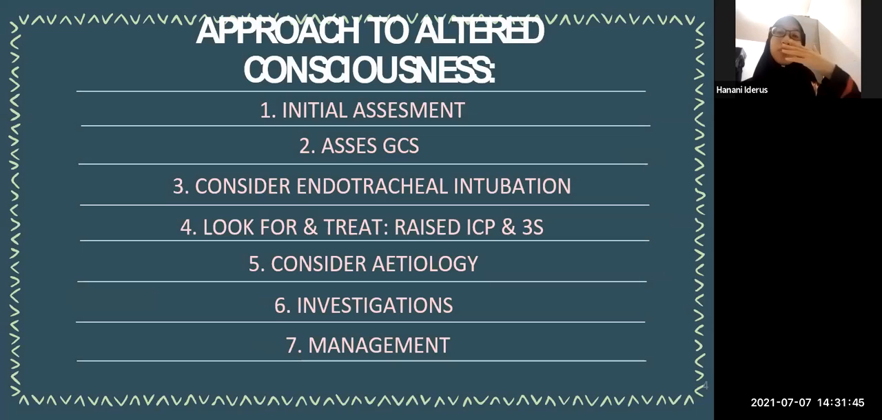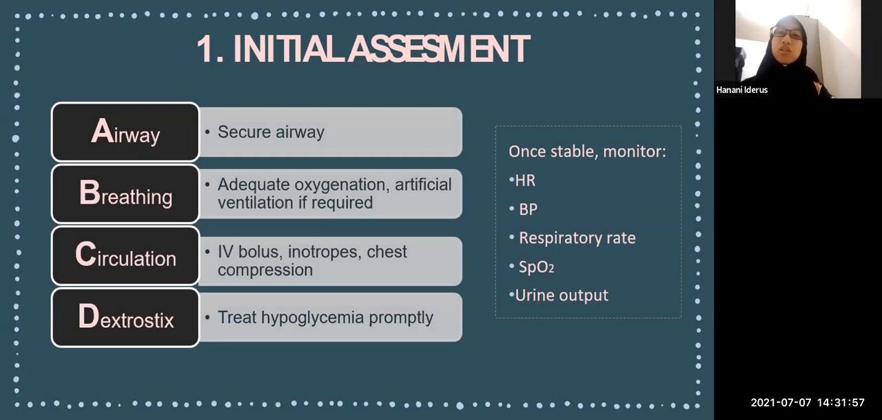According to the PITS protocol, this is how we can approach a child that has altered consciousness. I will go through the steps one by one. First, you start with the initial assessment. Because the most common cause of long-term morbidity in patients with depressed consciousness is hypoxia, it's important for us to address the airway, breathing, and also circulation first.